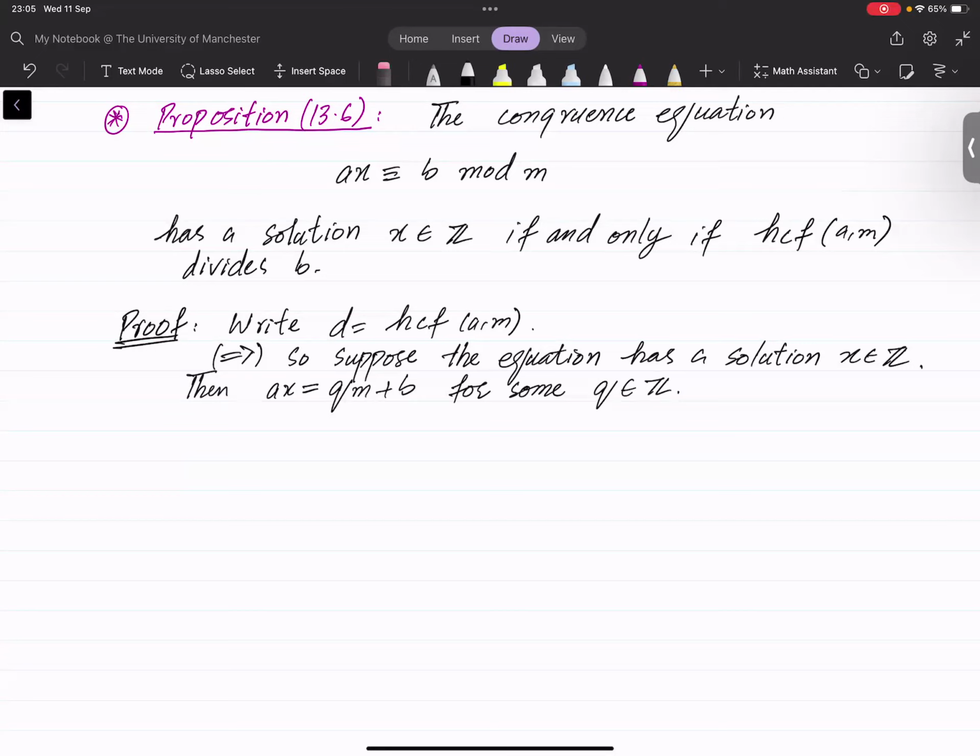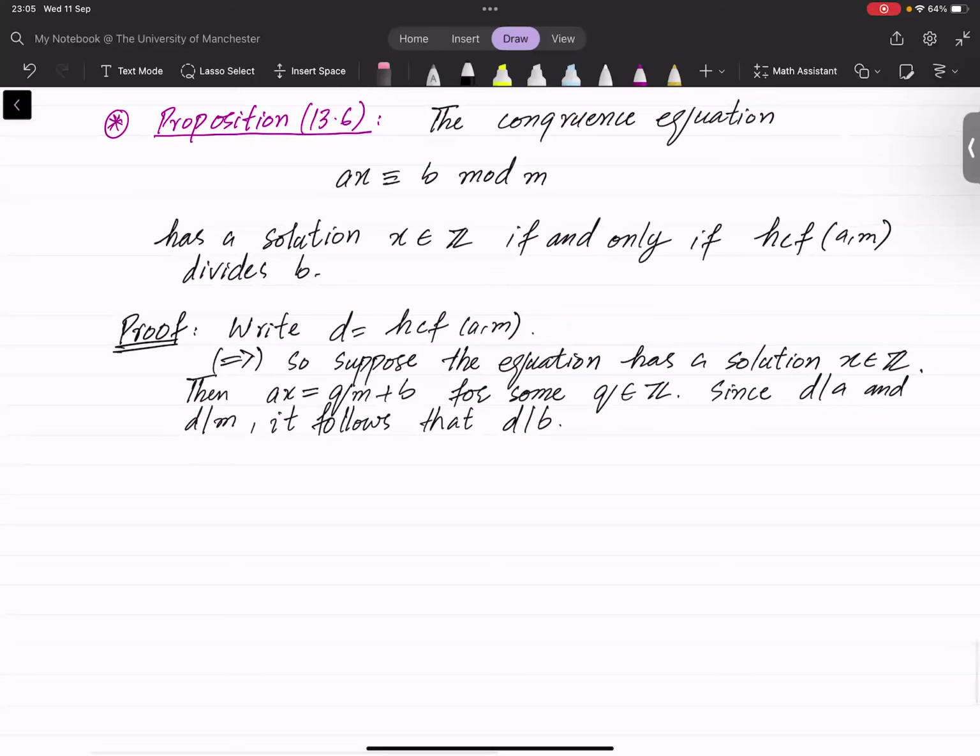Now since D divides A and D divides M, it follows that D divides B. Now for the other part, suppose D divides B, say B is KD.